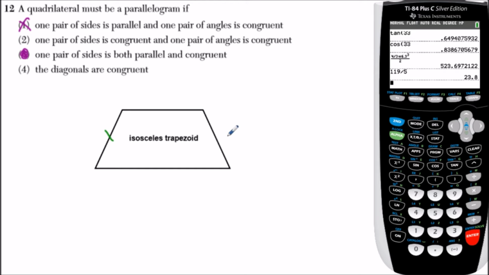Now if we go forward with the other choices, for choice 2, one pair of sides is congruent, so the slant sides are congruent, and one pair of angles is congruent. So once again, this describes an isosceles trapezoid, which is not a parallelogram. So 2 is not enough to show that a quadrilateral is a parallelogram. And for choice 4, if the diagonals are congruent, this is a property of isosceles trapezoids. So that still is not enough to show something is a parallelogram. So for 12, we got choice 3.